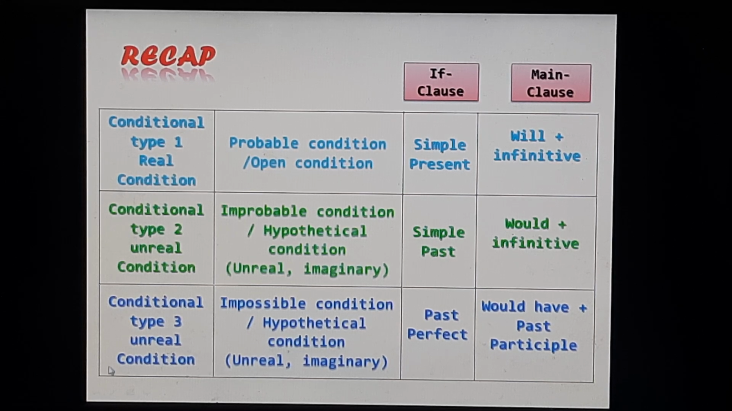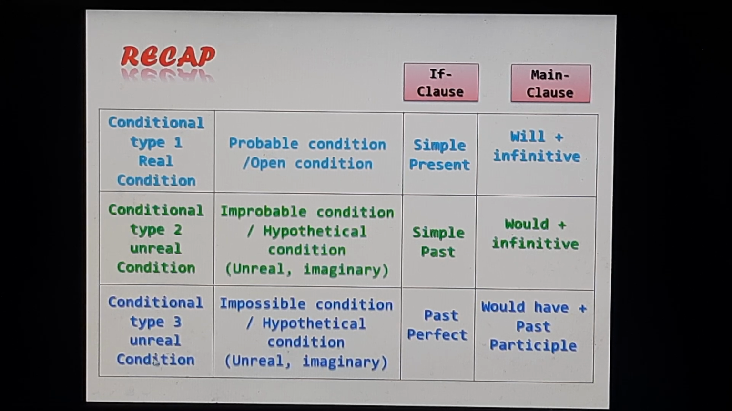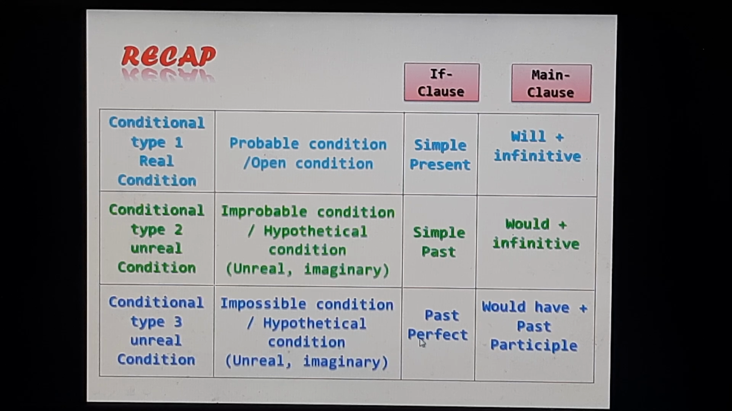Conditional type 3 is an unreal condition. It's an impossible or hypothetical condition which is unreal or imaginary. The verb in the if clause is in the past perfect. In the main clause, it is would have plus the past participle form.